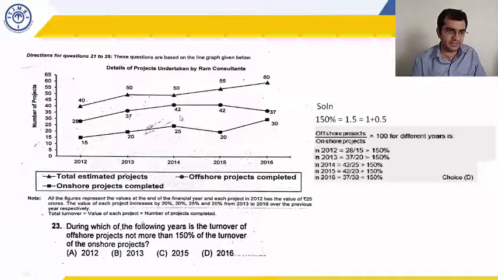So for 2014, is 42 more than 37.5 or not? Yes. Is 42 more than 30 or not? Yes. Is 37 more than 45? No. So 2016 is the answer. Please write this down. Option number D.